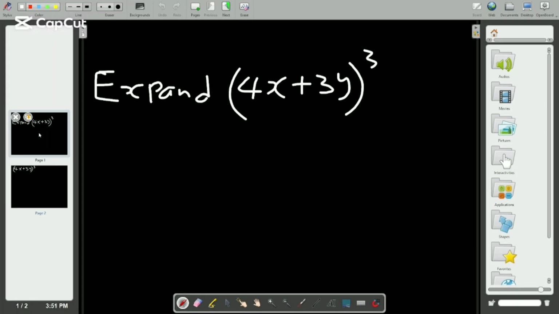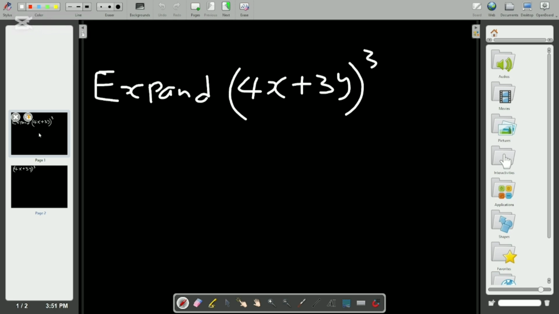Welcome everyone. In this lesson, we are going to expand (4x + 3y)^3 using the very fast and smart method called the binomial triangle. This method helps us to expand binomial expressions without stress and without long multiplication. So by the end of this class, you'll be able to expand any binomial raised to a power.